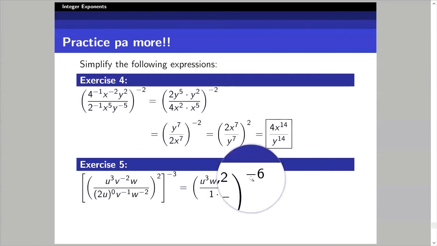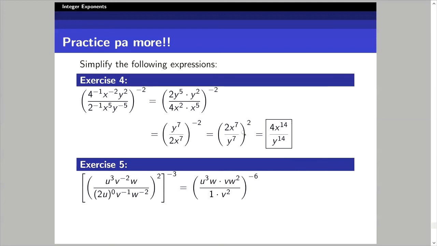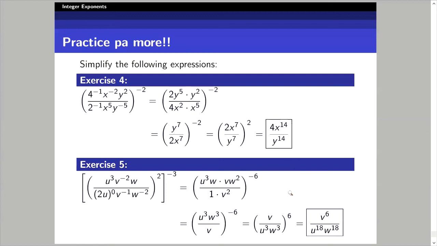Okay? Next, how do I eliminate the negative sign here? Switch the numerator and the denominator. But before doing that, you can simplify muna ito. Pagsamasamahin ninyo yung pwedeng pagsamahin like this. Okay? Tapos to make it positive exponent, switch. Kita nyo? And then you are now ready to distribute the exponent here. V raised to 6, U raised to 18, and W raised to 18. You multiply the exponents. Alright? So this is going to be your final answer.